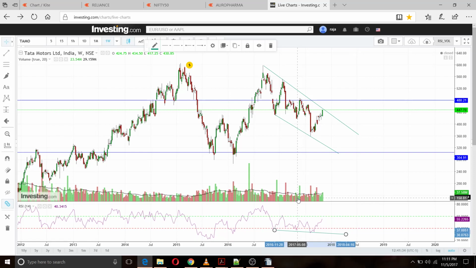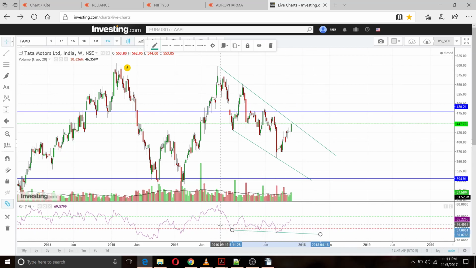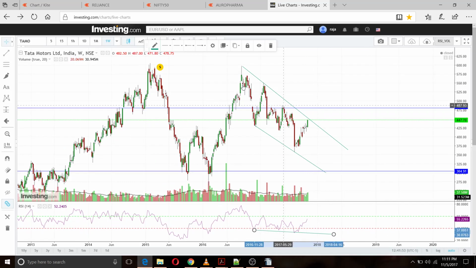I'm not talking of divergence, I'm talking of reversals, so we have positive and negative reversal. I have also made a video on this, you can search for RSI positive and negative reversals. So here it is forming a bullish reversal, that is a positive reversal, and actually if you wanted to buy you should have bought here and then this should be the target.